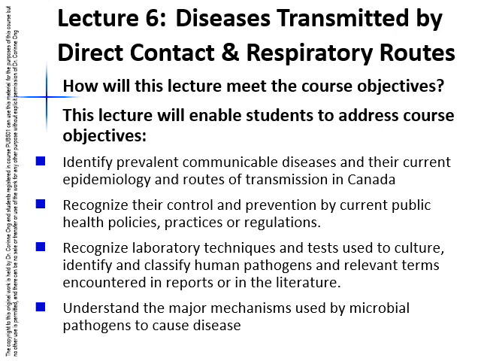Like the lecture last week, this week's lecture will meet the course objectives by first identifying prevalent communicable diseases and their current epidemiology and routes of transmission in Canada. Secondly, recognizing their control and prevention by current public health policies, practices, or regulations. Thirdly, recognizing relevant laboratory techniques and tests used to culture, identify, and classify human pathogens and relevant terms encountered in reports or in the literature. And finally, understanding the major mechanisms used by microbial pathogens to cause disease.